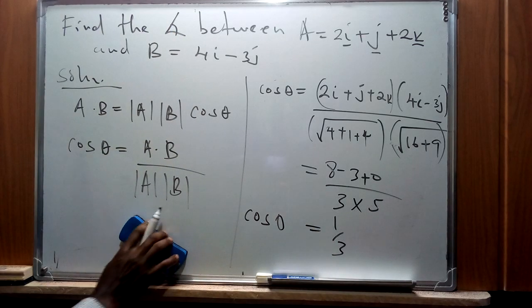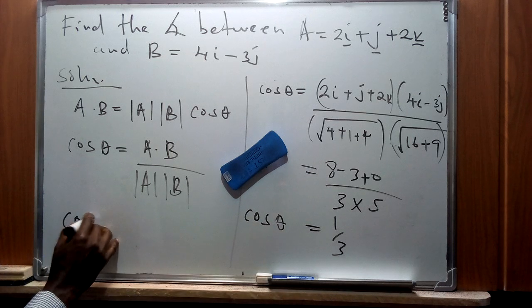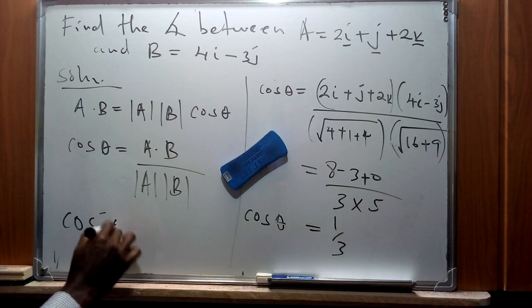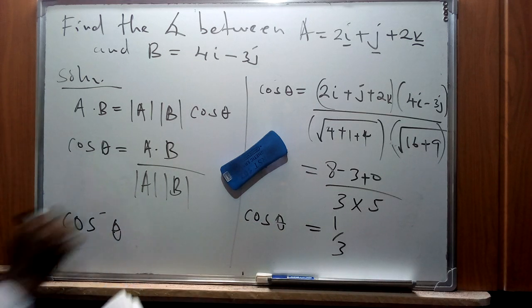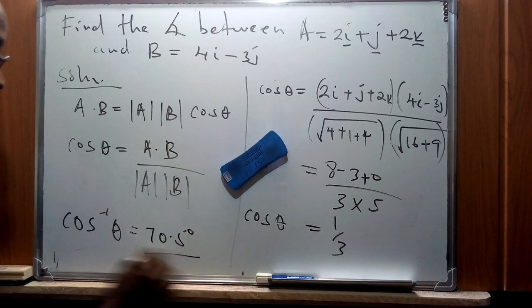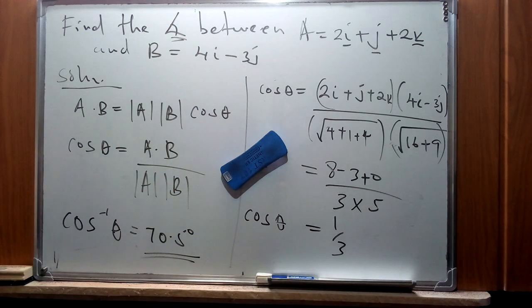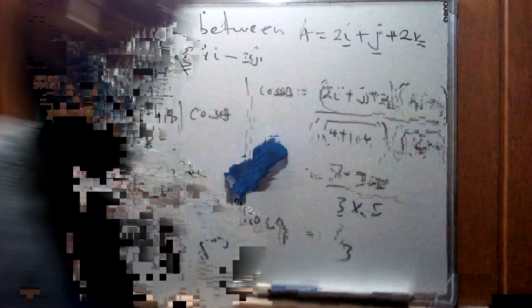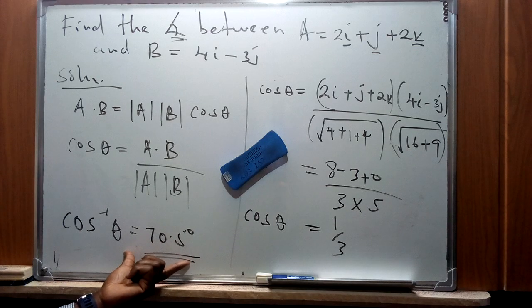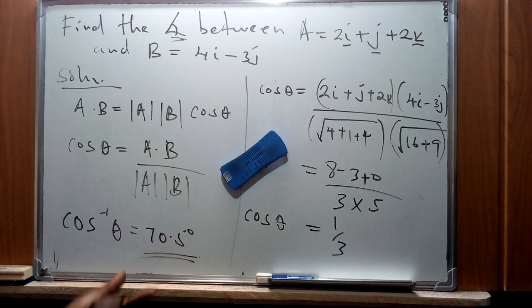For us to find the angle, we find the cosine inverse, the cos inverse of a third, which is going to be 70.5 degrees. So that is the angle between these two vectors. In case you find the values not coming to this, kindly mention it in the comment section so that we can do a rectification.